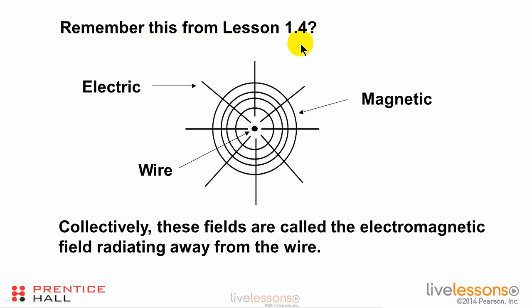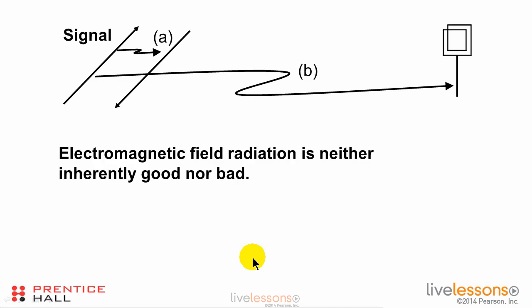Remember from lesson 1.4, we had this figure, and we talked about the fact that if there is a current running through a wire, and especially if there is a changing current running through a wire, then there will be an electric field radiating away from the wire, and there will be a magnetic field around the wire, which also radiates away from the wire. And collectively, these fields are called the electromagnetic field radiating away from the wire.